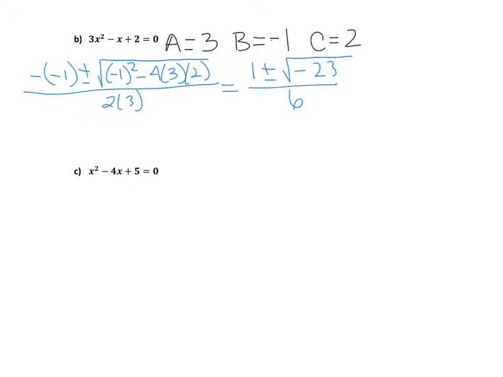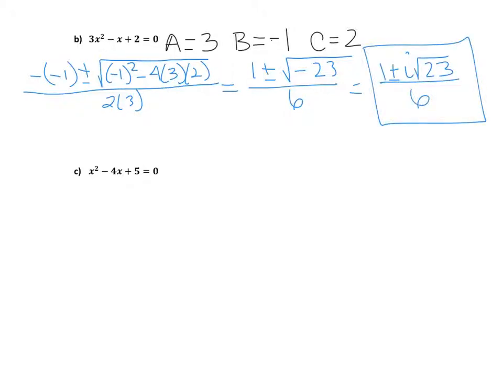And so from there we're going to work on breaking down negative 23. 23 doesn't simplify any further. We can't take any perfect squares out. The only thing that we're going to be able to do is pull the i out. So 1 plus or minus i square root of 23 over 6. If you leave a negative under a square root in your answers, from now on it's going to be wrong. You have to pull it out and make it an imaginary.